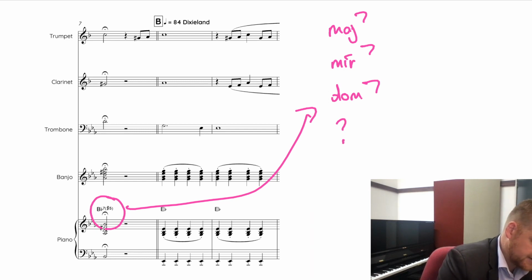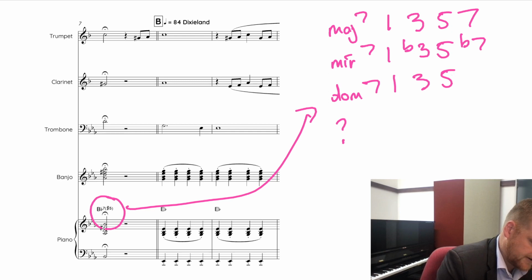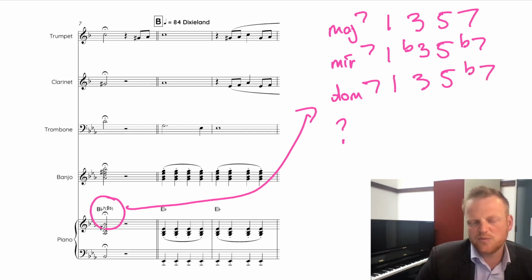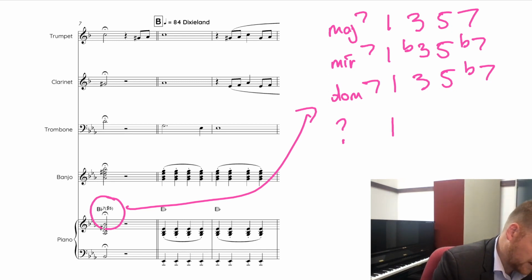So if we were spelling these out, we'd have 1, 3, 5, 7. Then we'd have 1, flat 3, 5, flat 7. Then 1, 3, 5, flat 7. And then if you can work it out, the one that would be missing is 1, flat 3, 5, major 7. That would be called a minor major 7.